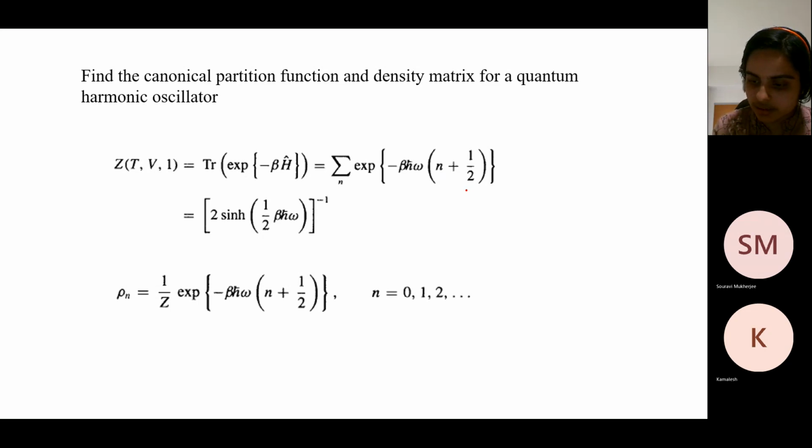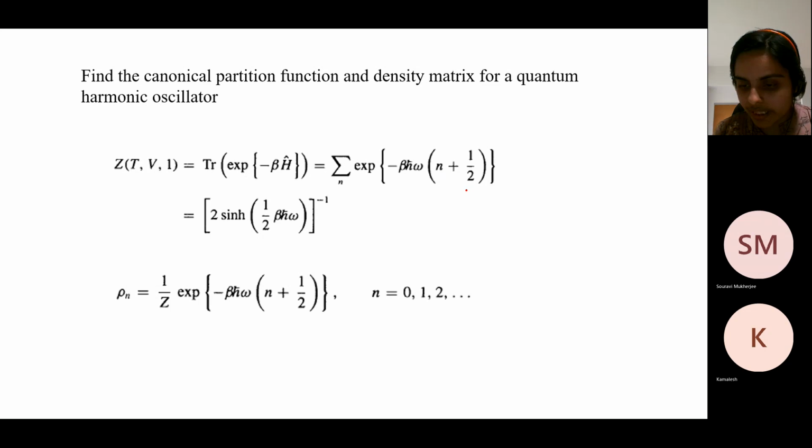So that is actually a geometric series, right? An infinite geometric series with the first term as 1 and the common factor e to the power minus beta h cut omega. So then you will get e to the power minus beta h cut omega by 2 in the numerator, divided by 1 minus e to the power minus beta h cut omega. And then you divide the numerator and the denominator both by e to the power minus beta h cut omega by 2, so that the numerator becomes 1.